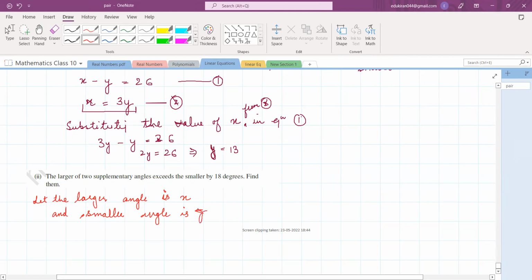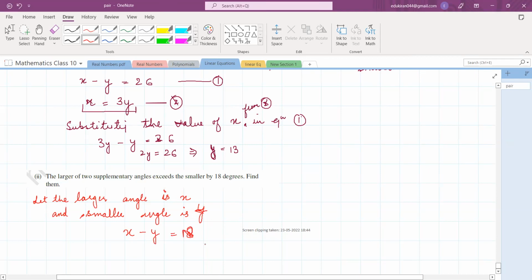Right. Now, what is it saying? The larger of the two supplementary angles exceeds the smaller by 18 degrees. That means if you subtract the smaller angle from the larger angle, you should get 18. Understood?